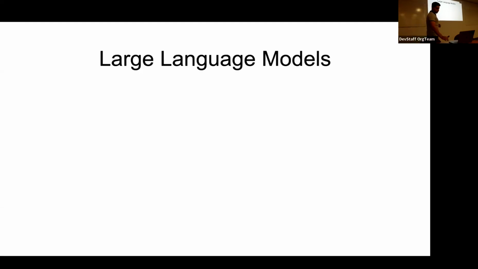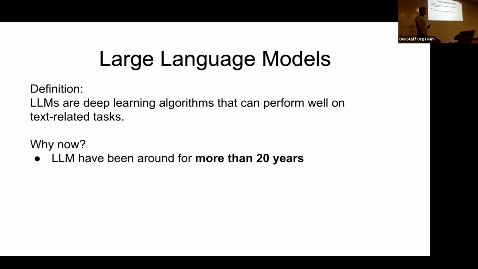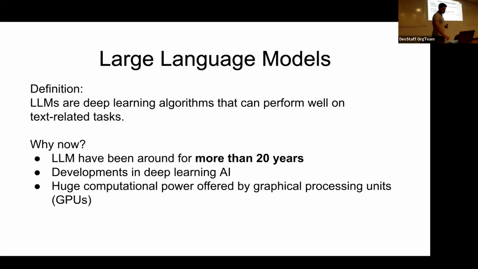And now let's talk a little bit more about large language models. They are deep learning algorithms that are able to perform very well on text-related tasks. But why have they increased their popularity now? LLMs have actually been around for more than 20 years. But recently, there were some huge developments in deep learning and AI algorithms. Also, we now have better computational power offered by GPUs. We can also find very large data sets. So now large language models can achieve much better results, and that's why they are now more popular.